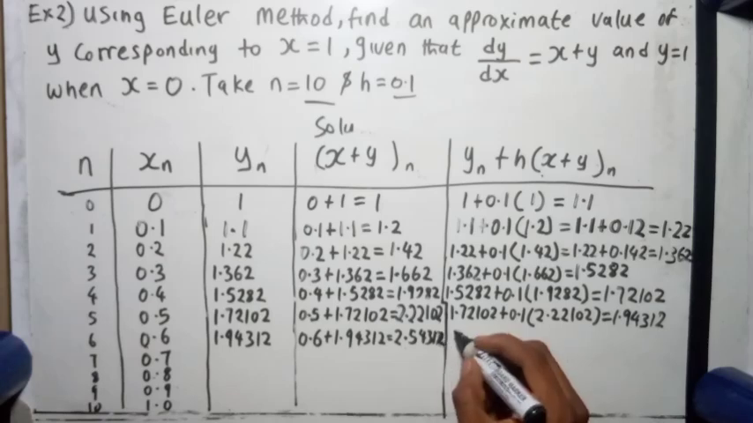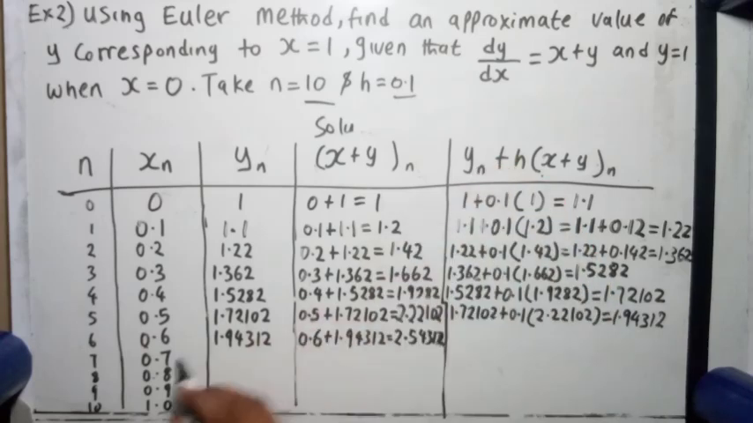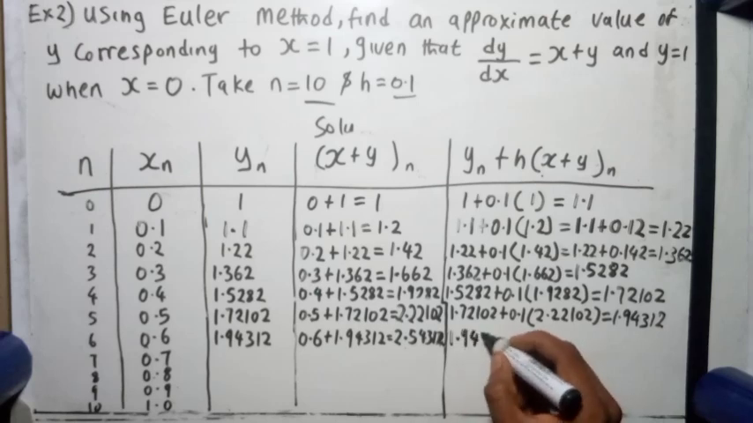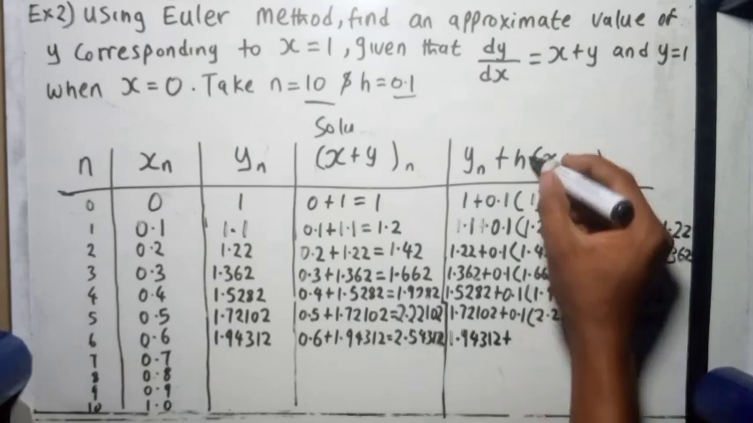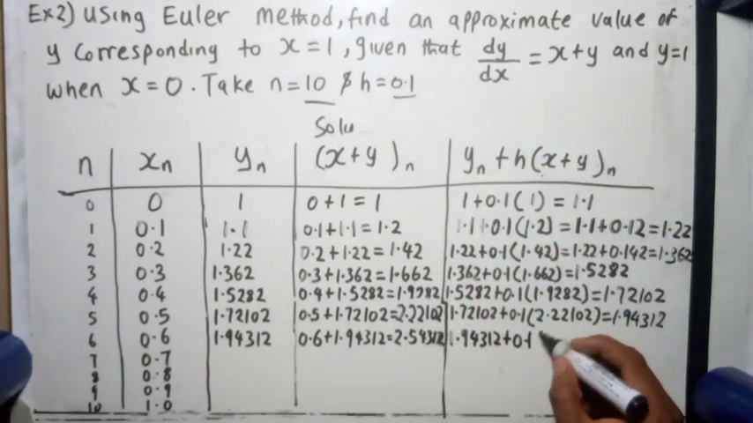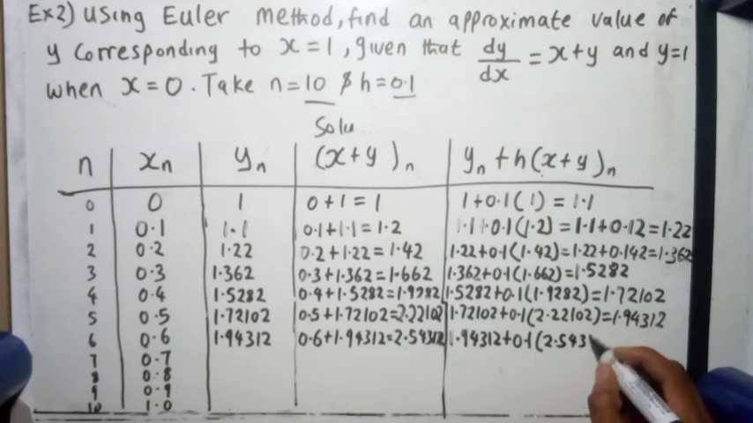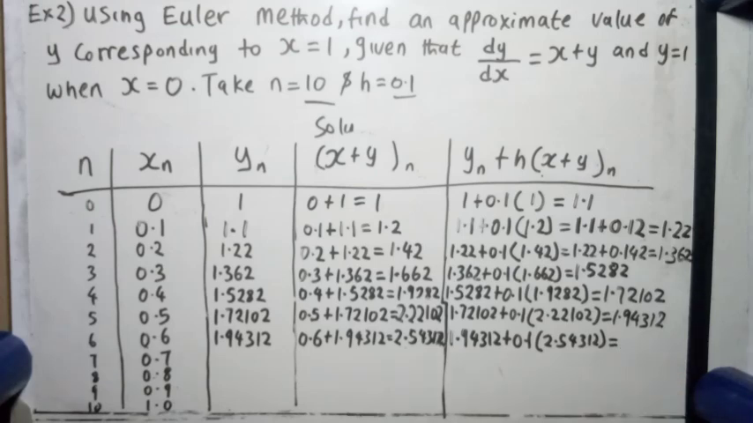Okay, so adding this up, we'll be having our y value, which is 1.94312. We add it to our h, which is 0.1, multiplied by our x plus y, which is 2.54312. When we do our stuff, we are having 1.94312 plus 0.25412.